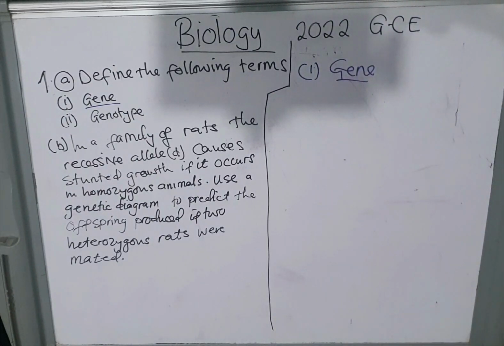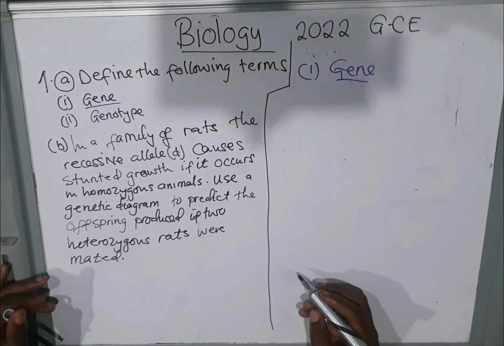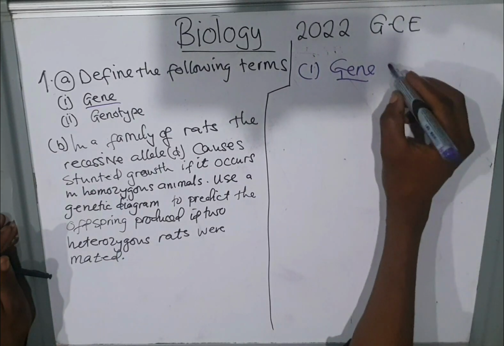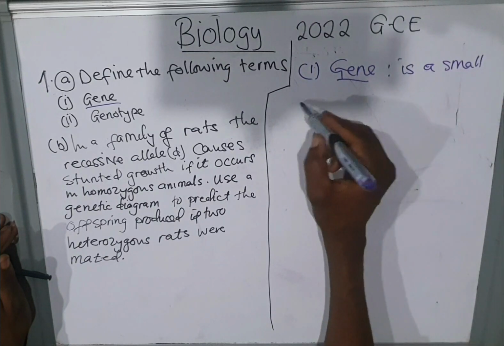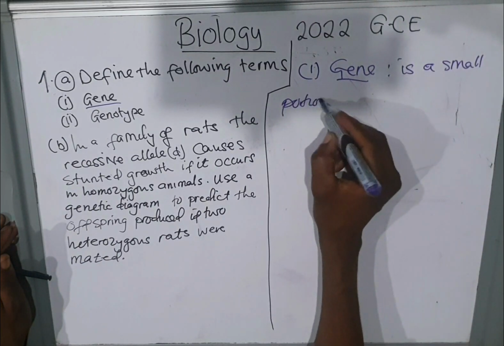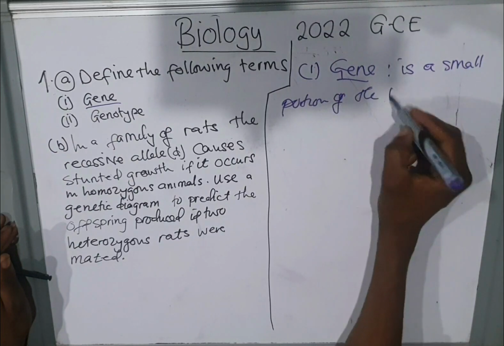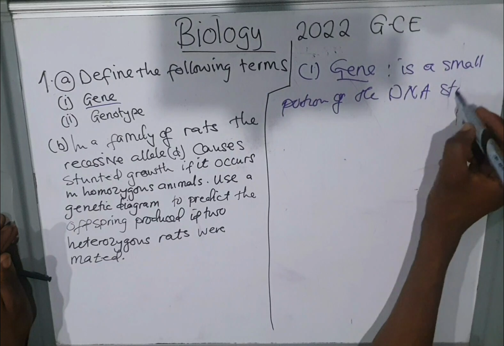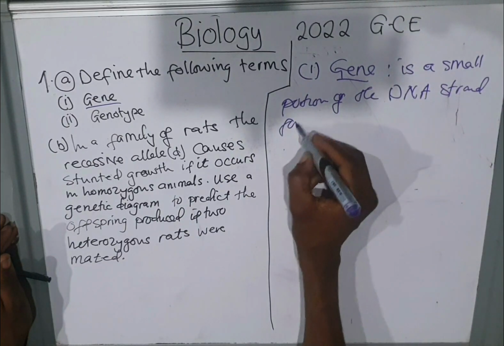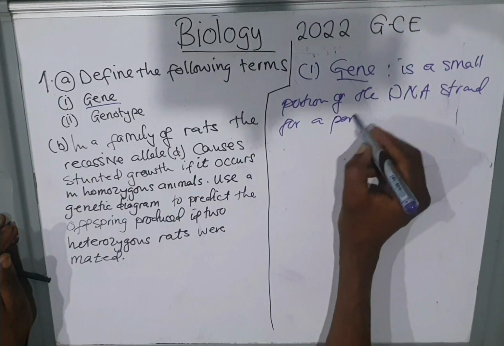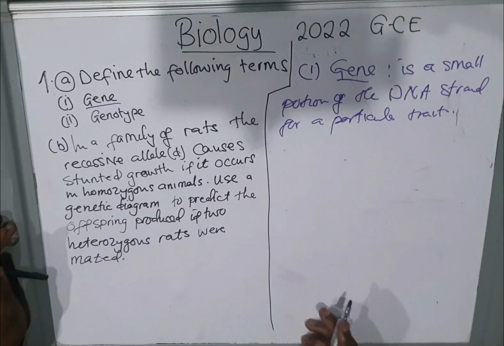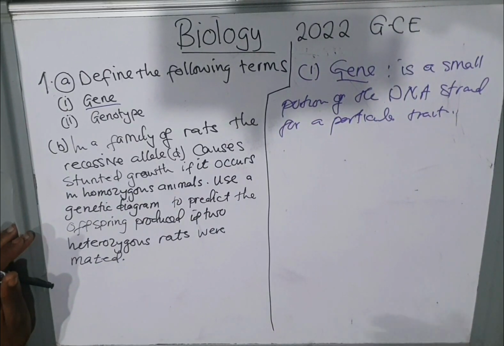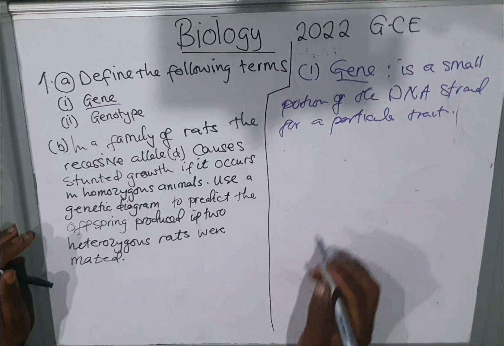A gene is a small portion of the DNA strand for a particular trait. That is what is called a gene, a small portion of the DNA strand for a particular trait, or characteristics if you want.